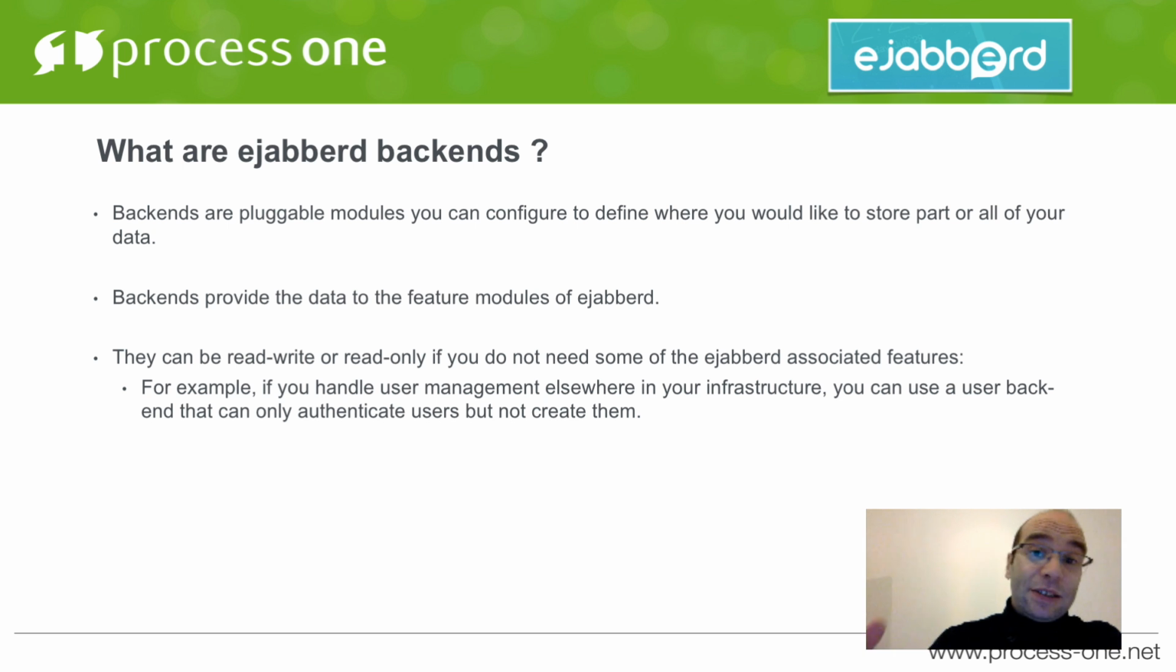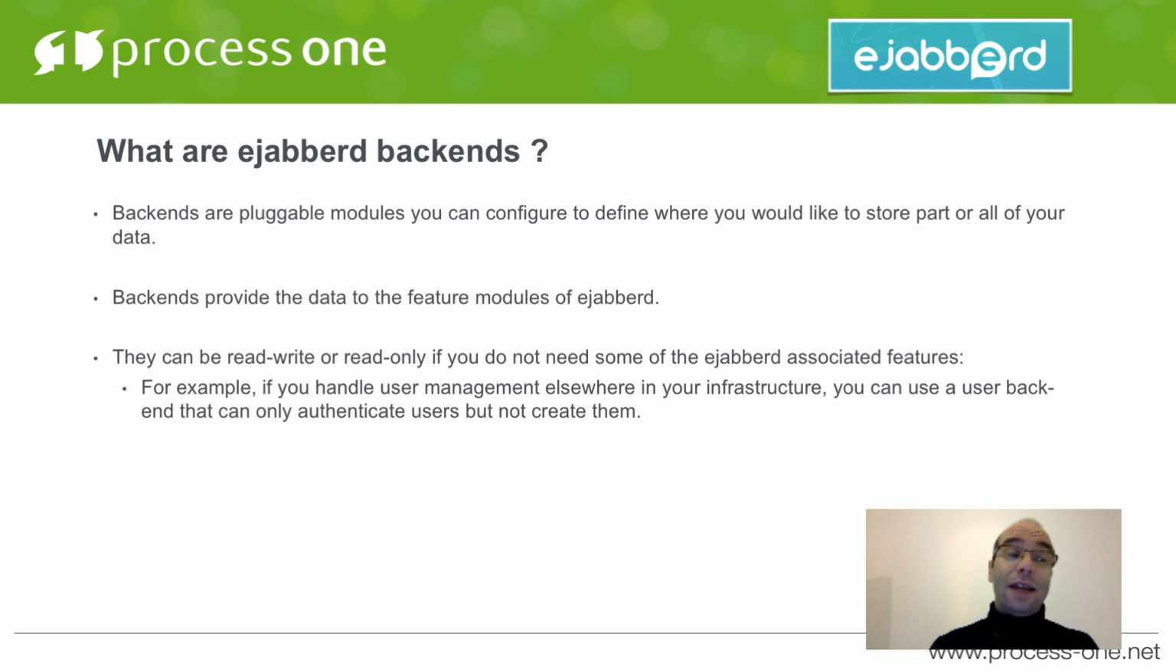And you can select other backends for other types of needs. The role of a backend is to provide the data to the modules in ejabberd that implement the features. So we have a module in ejabberd that implements XMPP authentication, but to be able to authenticate a user, you need to make sure that the password matches and that the user exists, and so on. So ejabberd will use backends to query the data and make sure that everything is fine, to be able to authorize the user and allow them to connect to the XMPP server.